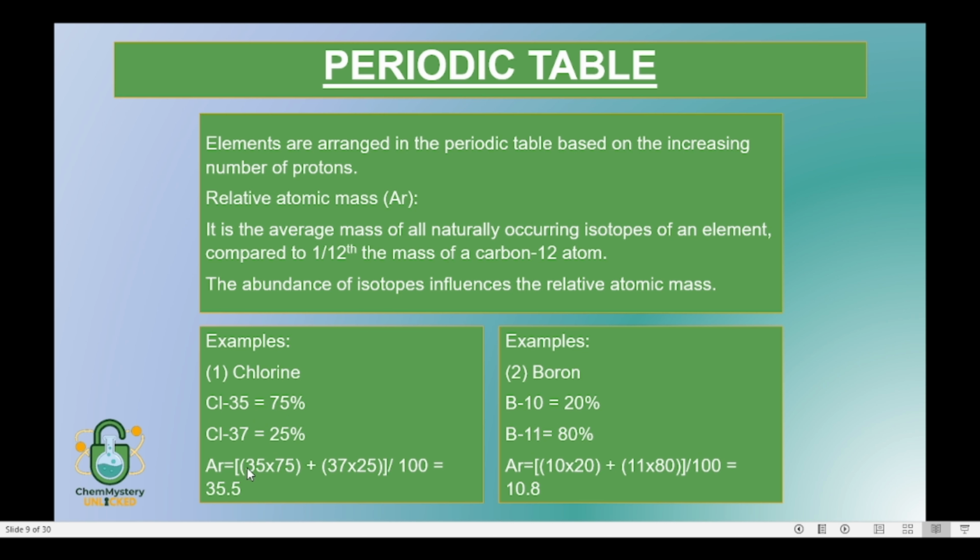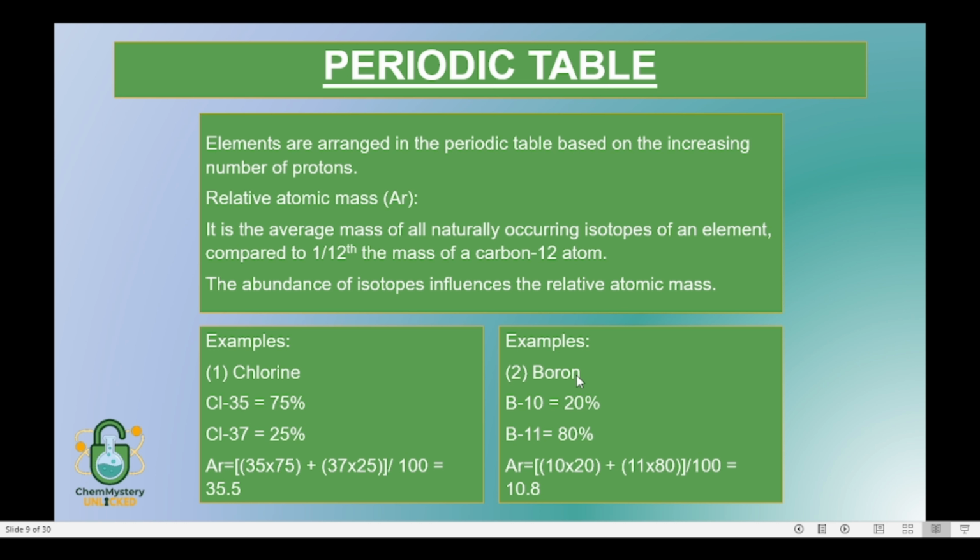As you can see, this chlorine 35 has mass number 35, so we multiplied it with the relative percentage, which is 75, and then we added it with the second isotope that has 37 mass number and has 25 percentage relative percentage. 37 into 25, we added both of them and then divided it by 100. So the answer comes out to be 35.5.